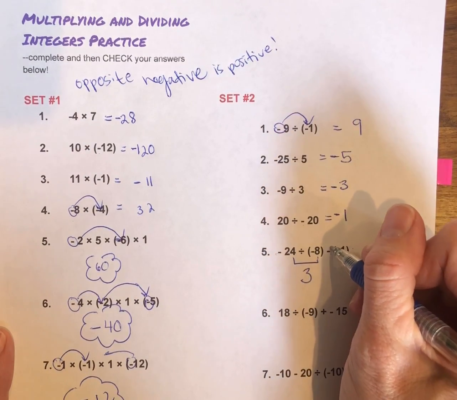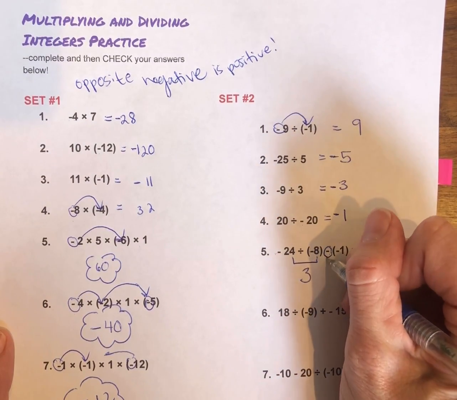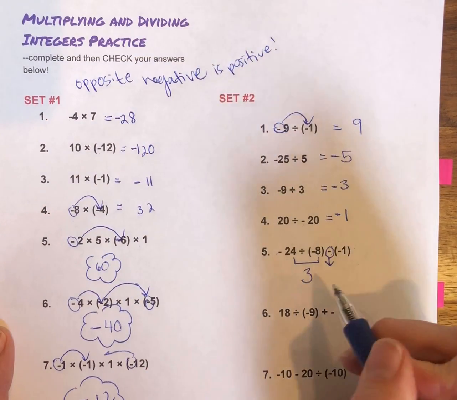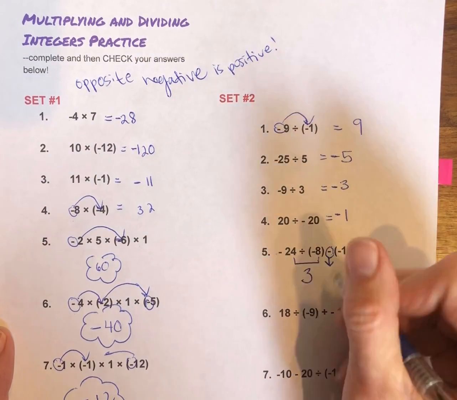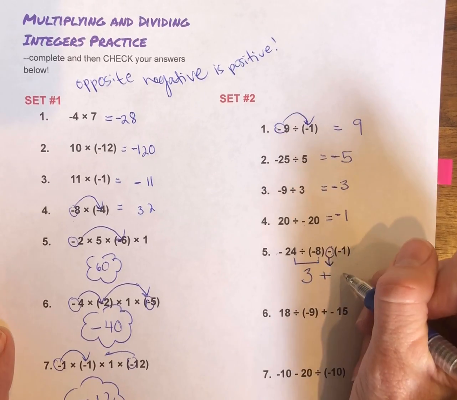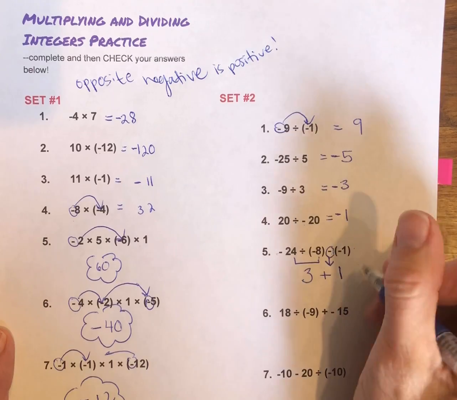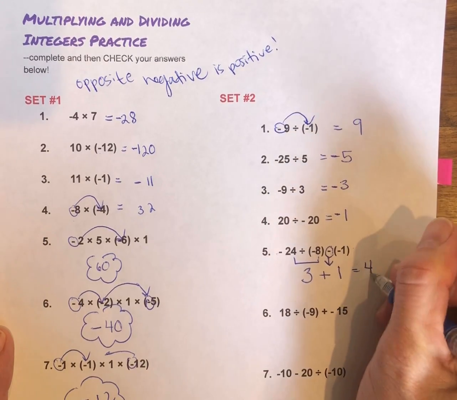Then I'm going to deal with my subtraction symbol. Remember, when we encounter subtraction, we're going to add the opposite. So subtraction changes to addition. The opposite of a negative 1 is a positive 1. Wow, that just got a lot easier. 3 plus 1 is 4. Thank you very much.